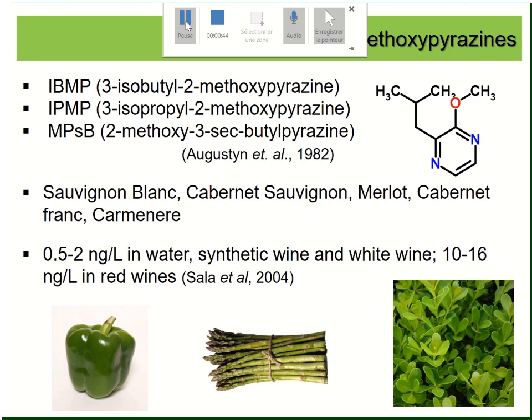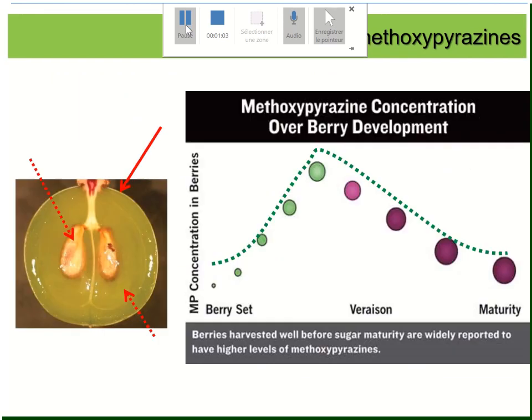Pyrazines are present in some varieties such as Sauvignon Blanc, Cabernet Sauvignon, Merlot, etc. And they are responsible for aromas such as green pepper, asparagus, or box tree. The detection threshold of those molecules is very low, like 0.5 or 2 nanograms per liter. The pyrazines are mainly located in the skin of the berries.